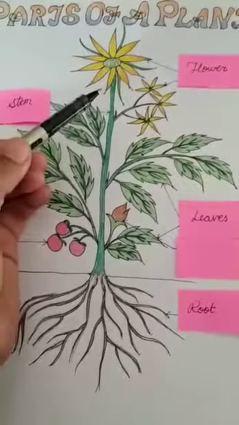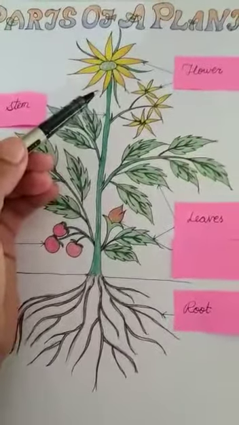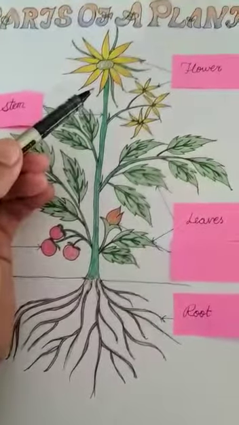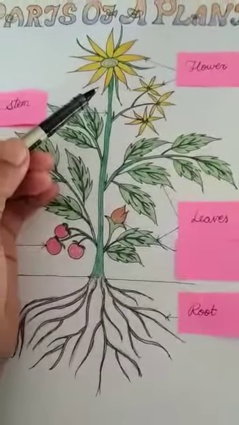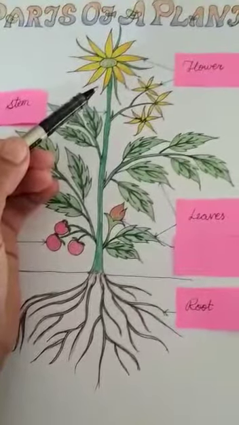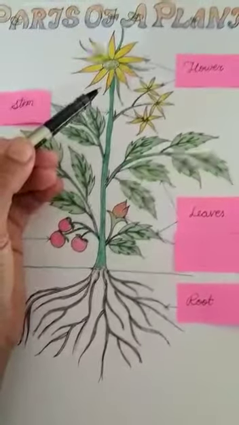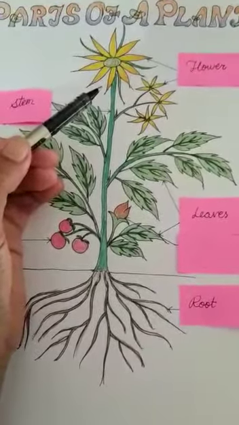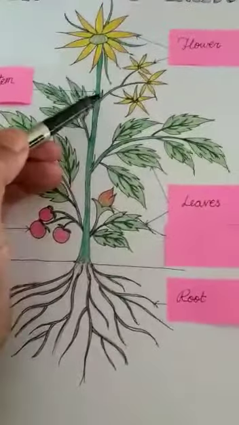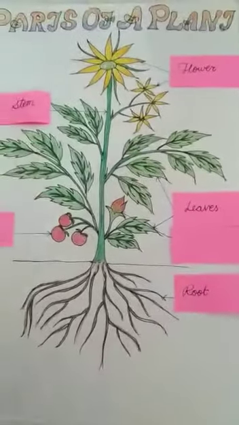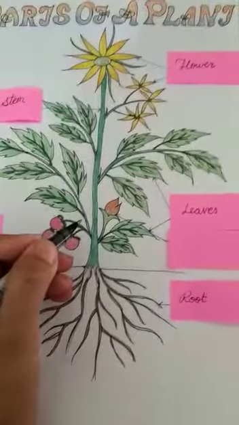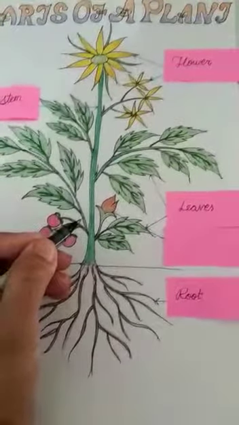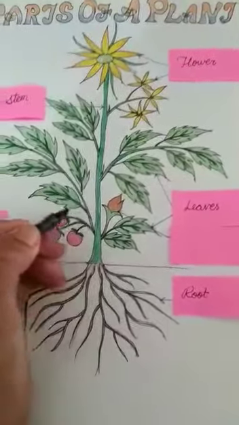Flowers help in the reproduction process of the plants by making seeds. Basically, flowers make seeds for the plant, and those seeds we use to produce new plants. And flowers also perform the function of storage of food in some cases, like in cauliflower and broccoli.